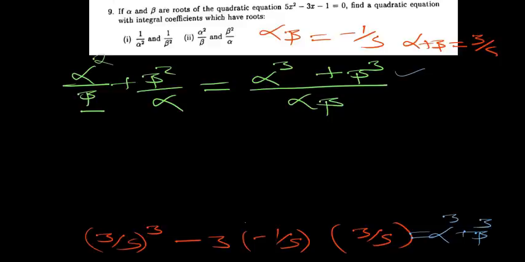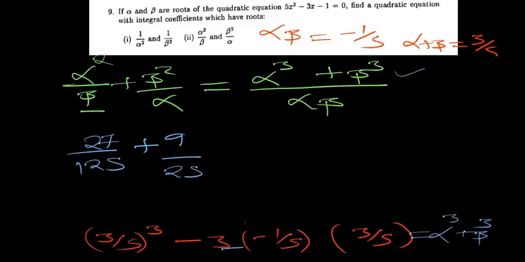So if you try to simplify, 3 over 5 cubed, 3 times 3, 9 times 3, 27, over 5 times 5 is 25 times 5, 125, and then minus negative times negative gives us positive. 3 times 1 is 3 times 3, 9, and then over 5 times 5, 25. So this is what is the top part.